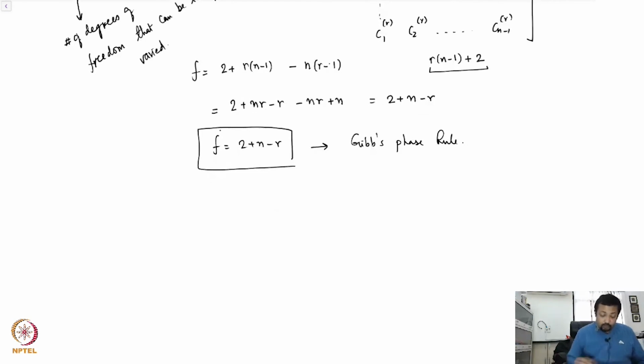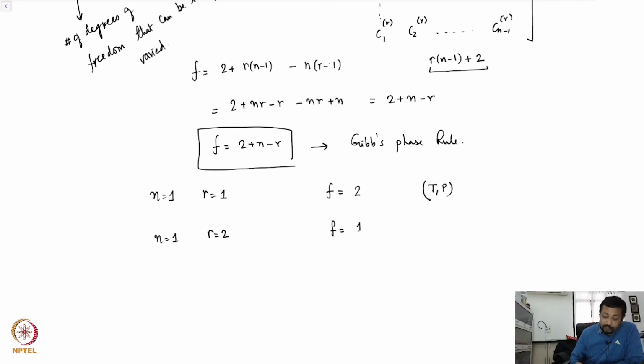Say I have n equal to 1, a single component, and r equal to 1. It can exist in only one phase, which means your degree of freedom f is going to be 2, and the variables you can vary are T and P, which is typically the case for a liquid. If n is equal to 1 and r is equal to 2, then you see the number of degrees of freedom you have is 1. So this means that, for example, if you have a liquid-vapor coexistence, this is the case, which is the coexistence curve.